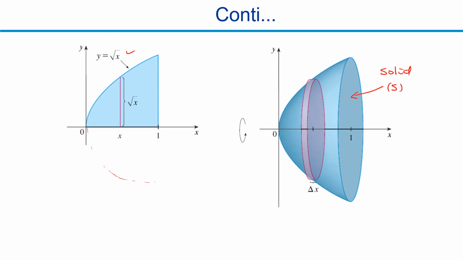So how are you going to find the volume of this solid region? As I told you, volume is simply the integration from A to B of the cross-sectional area times its thickness.